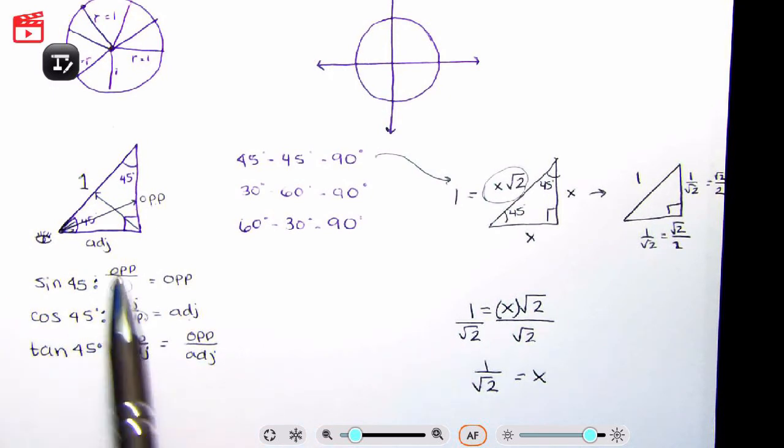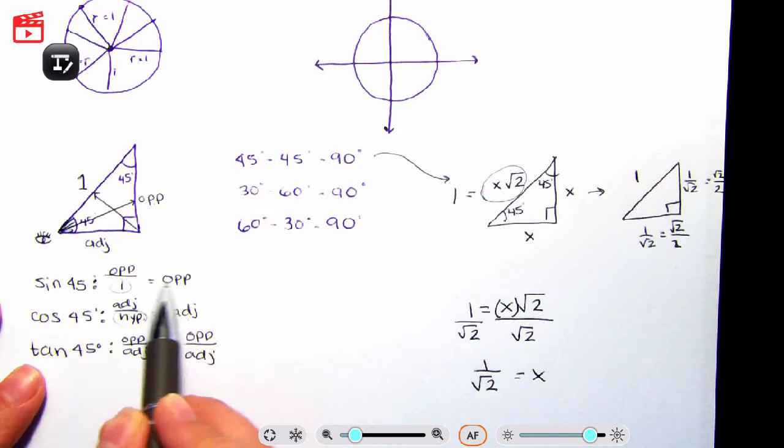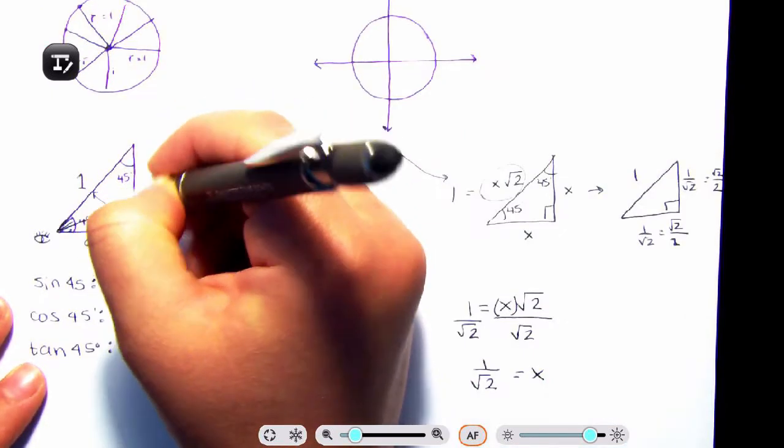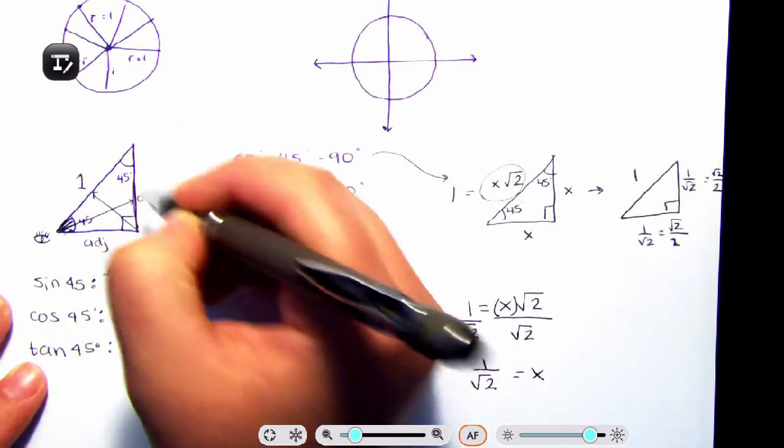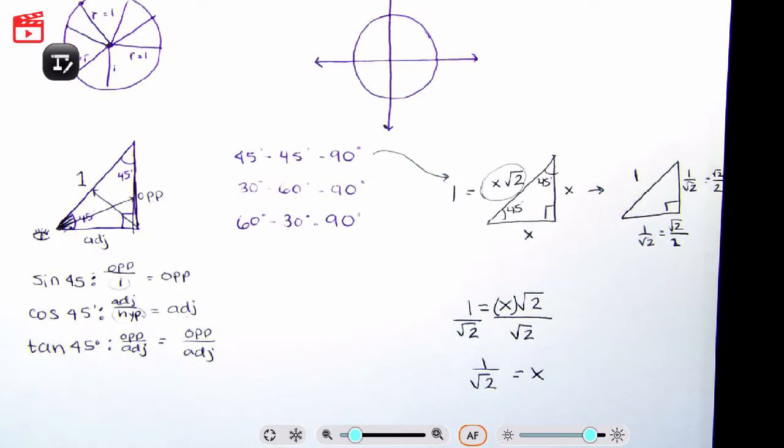So if you notice, let's start with the 45. If you notice, the opposite is the side, if we're looking at this angle, the opposite is the side that's going up and down.